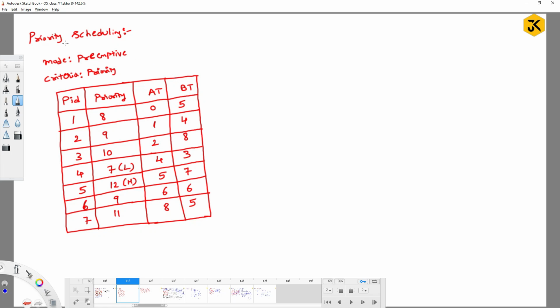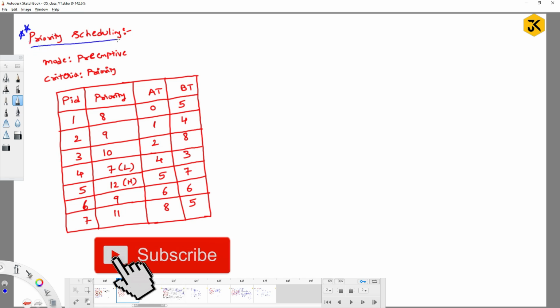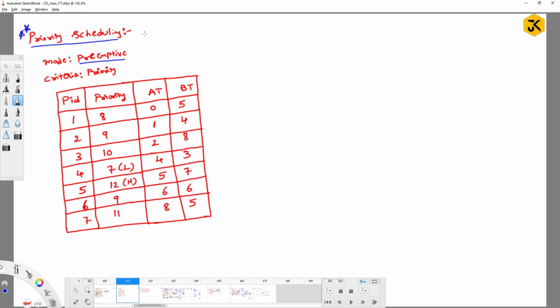Hi everyone, welcome back. In this video we'll see the priority scheduling algorithm with preemptive mode. Generally, priority scheduling algorithm means it is going to have one extra parameter called priority, and the processes are scheduled based on the given priority of the processes. The priority can be classified as low priority or high priority. In general, they will clearly mention L means low priority, H means high priority.